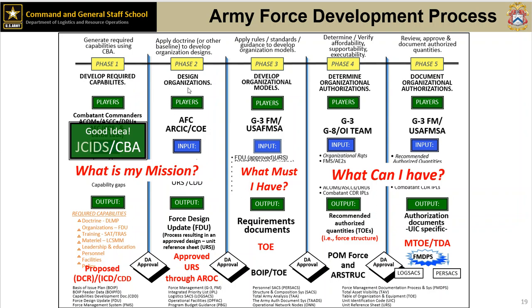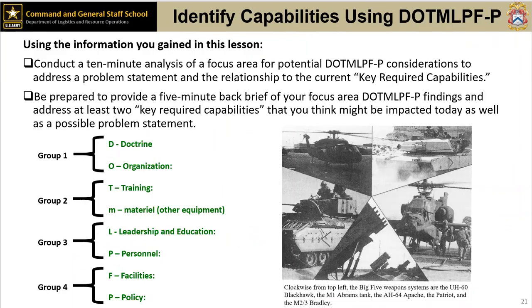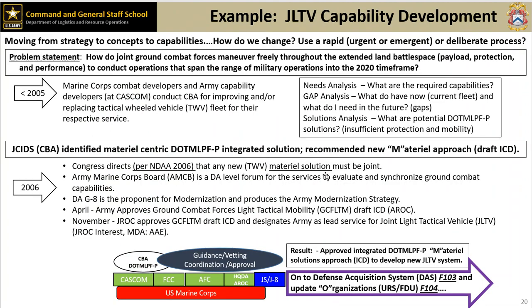Develop required capabilities, design organizations, then detail that out into models, then determine how you're going to resource it, and then document those. That's that MTO becomes that contract. We'll talk some more about that. We're not going to talk a lot about the JLTV. I'd rather you sort out how to apply these things inside your own paper.